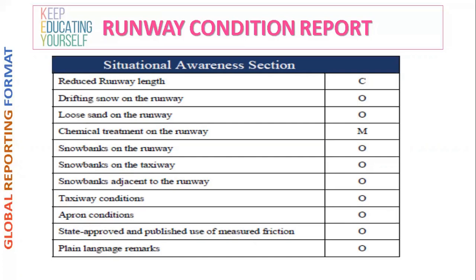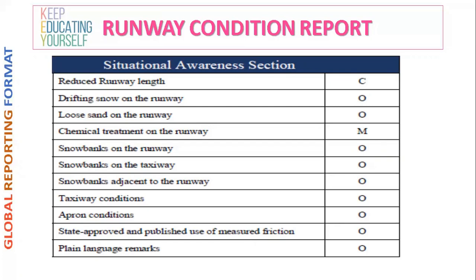If the landing distance available is reduced and a NOTAM has been issued for that, it is based on the condition that the NOTAM has been issued, and it is for the actual runway. So we will discuss each separately. First, I will finish this part. Then the second is drifting snow on the runway. Then loose snow on the runway. Chemical treatment, it is mandatory, remember. Then the others are all optional.